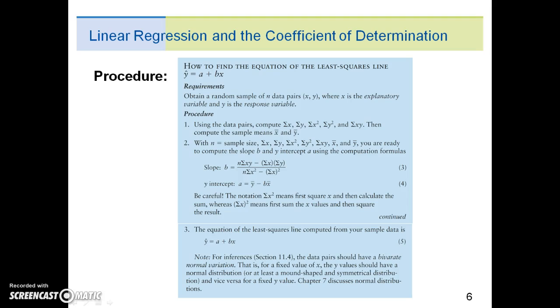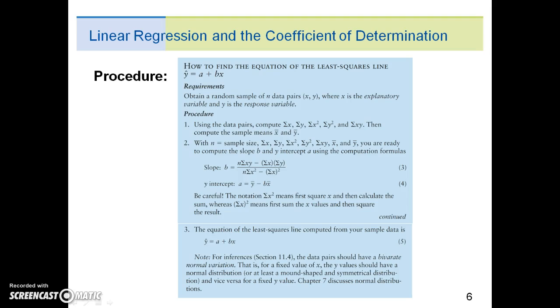Step 2, given that n is the sample size and all the values that have been computed, you are ready to compute the slope b and y-intercept a using the computational formulas shown here. Be careful. The notation sum of x squared means first square x and then calculate the sum, whereas sum of x within parentheses squared means first sum the x values and then square the result. The equation of the least squares line computed from your sample data is y hat equals a plus bx.